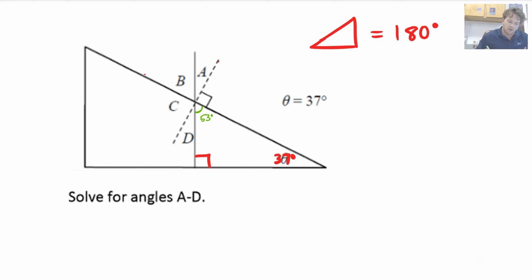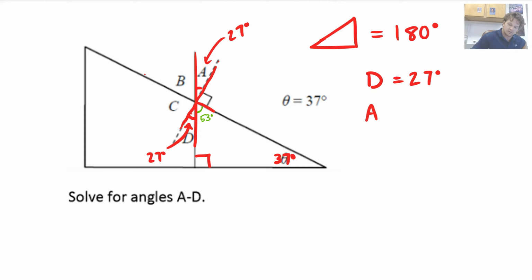Okay, now that's not any of my answers yet, but I can figure out the rest of that stuff. Because if you remember, what did this need to be? This corner needed to be 90 degrees. Well, if 53 of those degrees are already taken up, then I know D is going to be 27 degrees to make 90. Okay? So D is 27. Well, if D is 27 degrees, here's the beautiful thing. If you remember back to geometry, what do those guys look like? Alternate interior angles. So if D is 27 degrees, that means A is also 27 degrees.